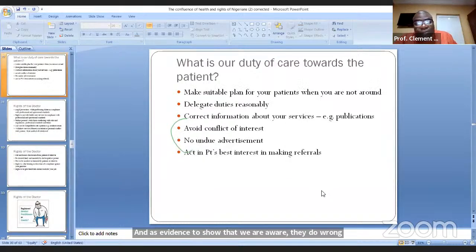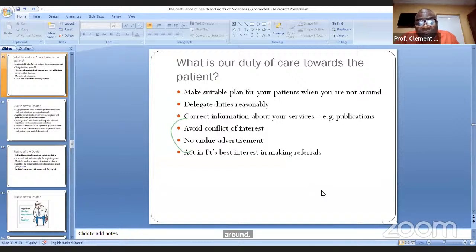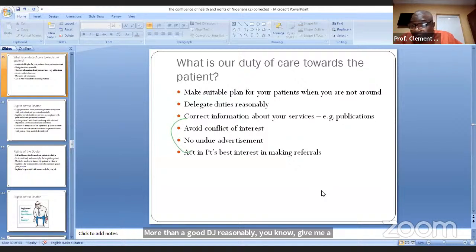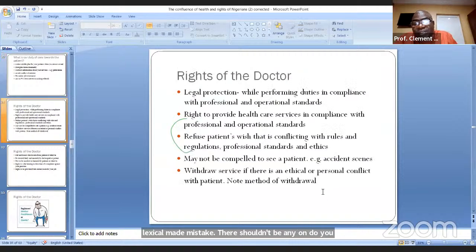It's very important. You must make suitable plans for your patient when you're not around. You must delegate duties reasonably. You must give correct information about your services. Avoid conflict of interest. That's the reason you cannot start dating your patient, for example. There'll be conflict of interest. So you don't also treat people that are too close to you because you are likely going to make a mistake. There should not be any undue advertisement. At all times, act in the patient's best interest when you're making referrals.